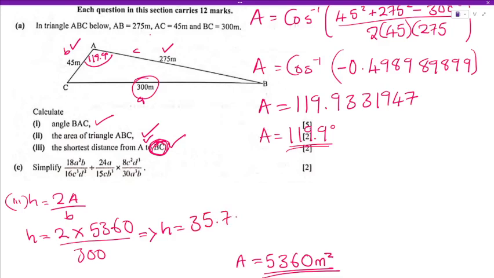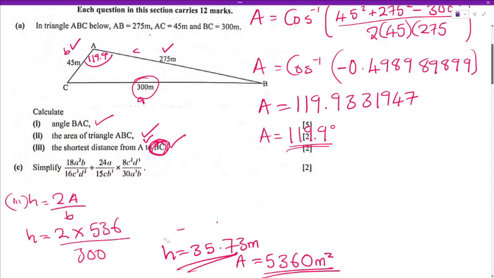5.7. How many 3s are there? 1, 2, 3, 4, 5, 6, 7. 1, 2, 3, 4, 5, 6, 7. Round it off to 2 decimal places. We're going to say 35.73 meters. And that's our shortest distance. And we are done.